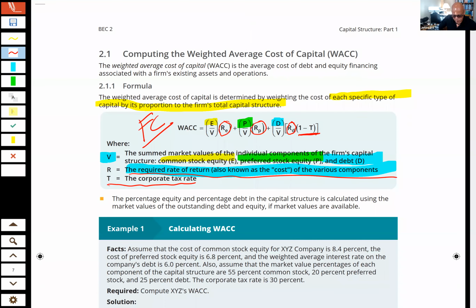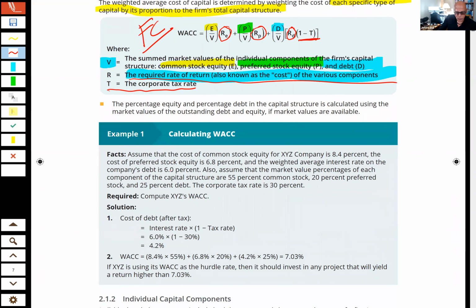Now, when we look at this particular example here, they call out what the cost of capital is for each one of these. In some cases, we may have to calculate that, particularly in the case of the common stock, but many problems just call out and they just want to see if you know how to combine these to come up with the weighted average cost of capital. So assume the common stock equity of the company XYZ is 8.4%. Okay, so they just gave it to us right there. Now, if the problem just gives it to you, you say, thank you, problem, and you're done.